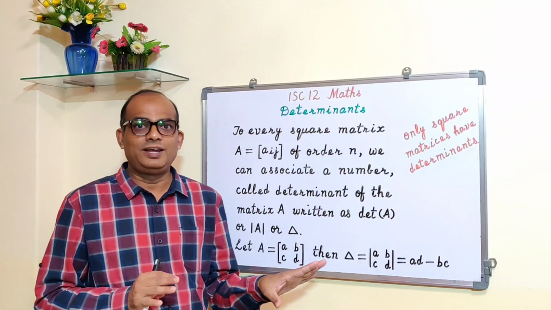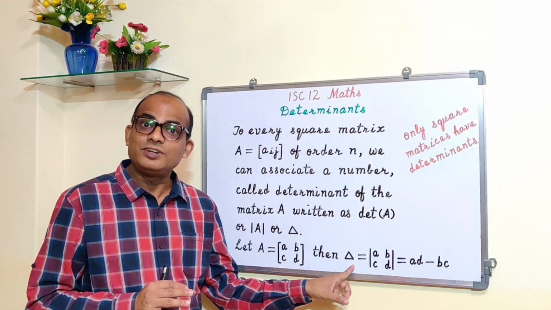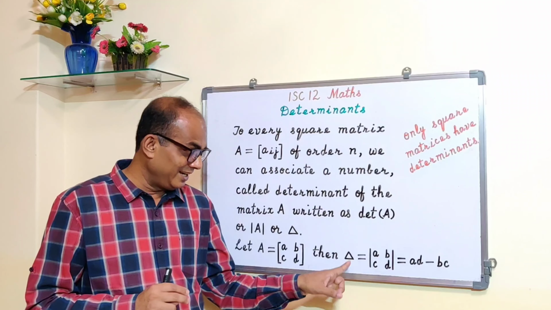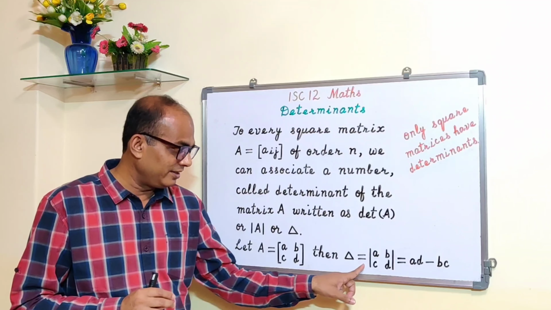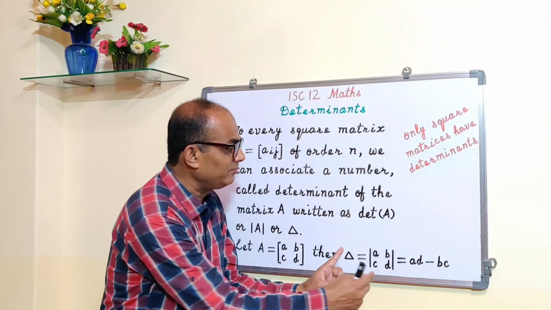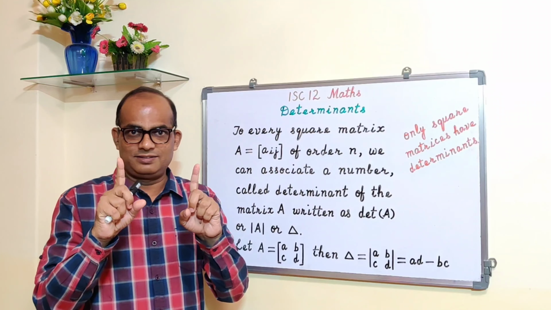Then we write delta, that means determinant of A. You can write it like this also, determinant of A. Alright, then delta, that means determinant of A, is equal to, now see the elements are the same, a, b, c, d, but now we are writing them between two vertical lines.